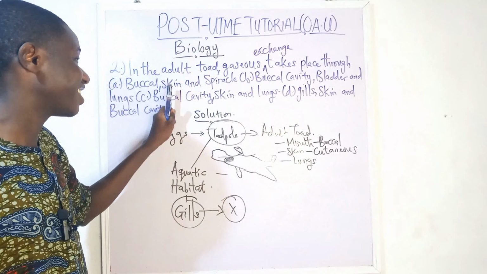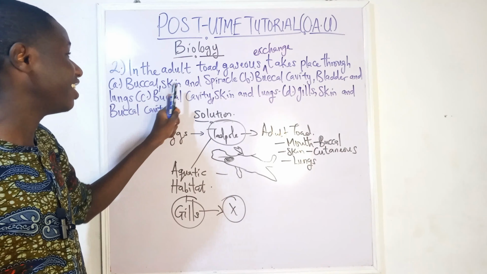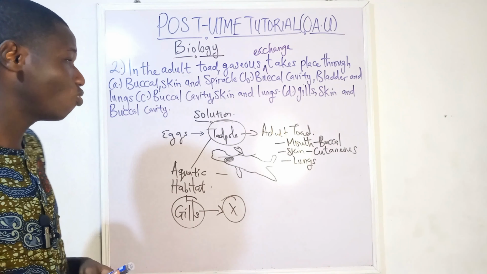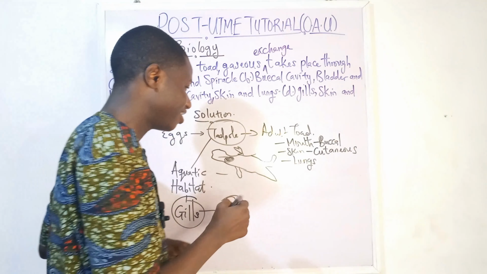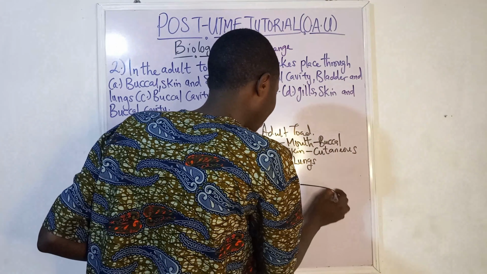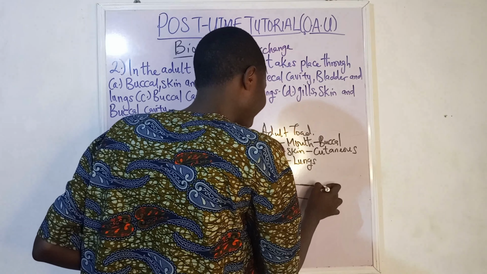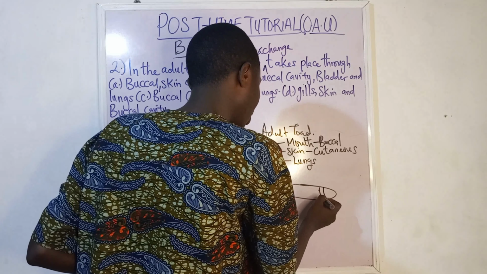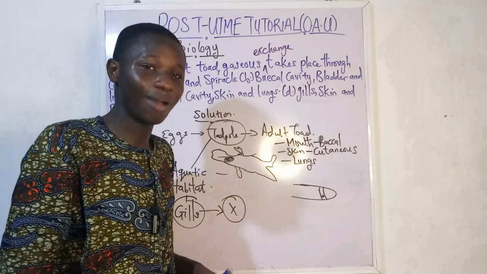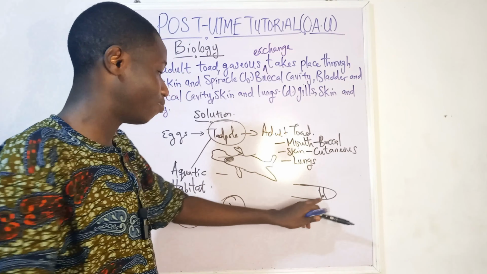Another one here, they said skin. That is also right. They now say spiracle. Now, spiracle is actually found in the appendage, like the body part of insects. Spiracle is like a hole in the body of insects. That's where we have this spiracle.